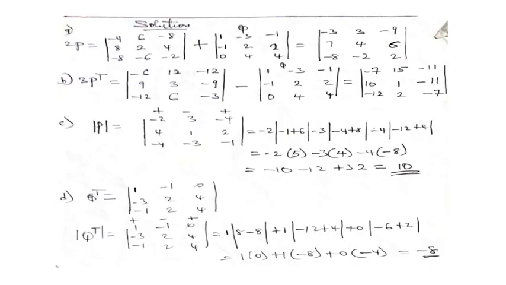Determinant of Q transpose becomes 1 bracket 2 minus 5 plus 3 bracket minus 1 plus 0 minus 1 bracket minus 4 plus 0. Using the same method above, we have minus 5.